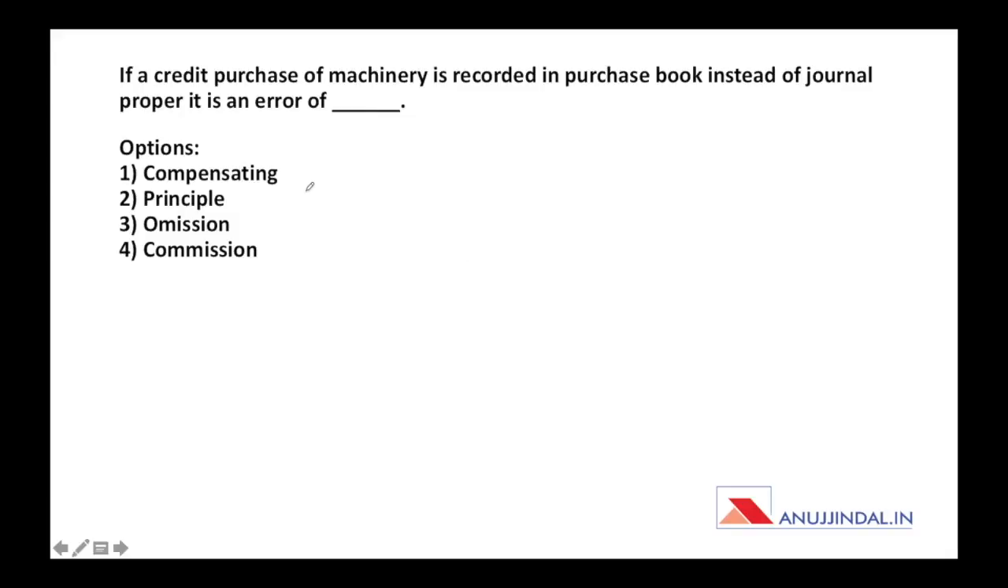The next question is if a credit purchase of machinery is recorded in purchase book instead of journal proper, it is an error of what? You need to understand all these errors in order to be able to answer it correctly.